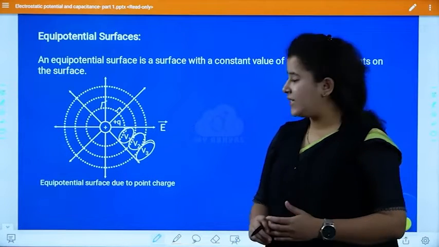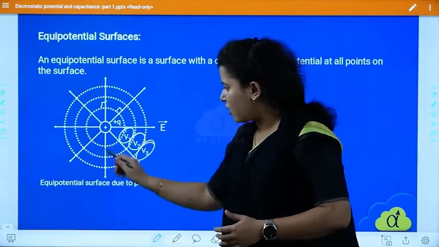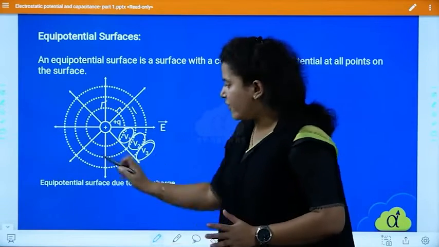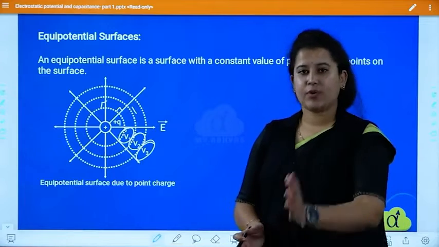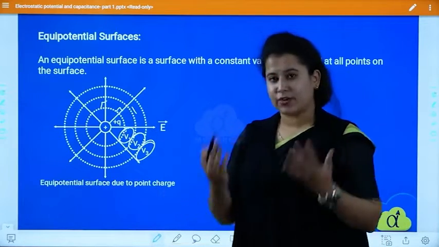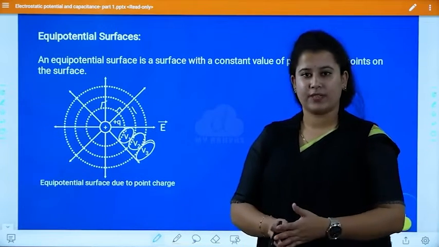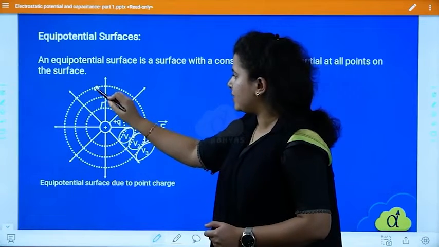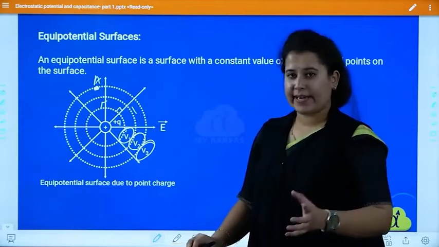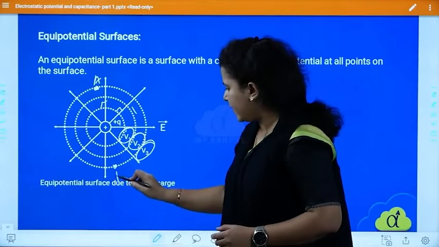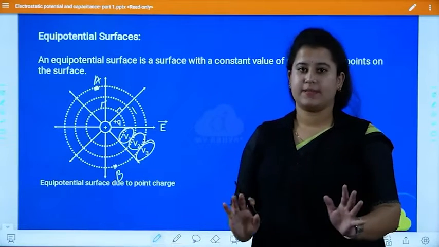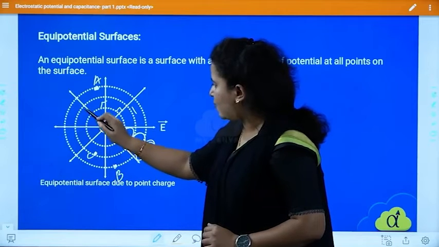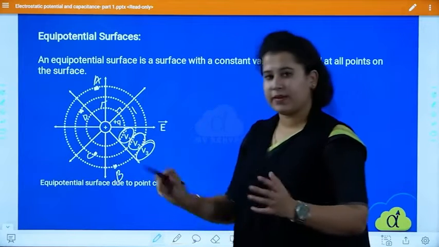So if it is making 90 degrees, then the potential on this V1 will be the same. The potential on V2 will be the same. And the potential on V3, on whichever point you take on V3, it will be the same. For example, if I take point A here and point B here, the potential will be the same. And at point C and point D, the potential will be the same.